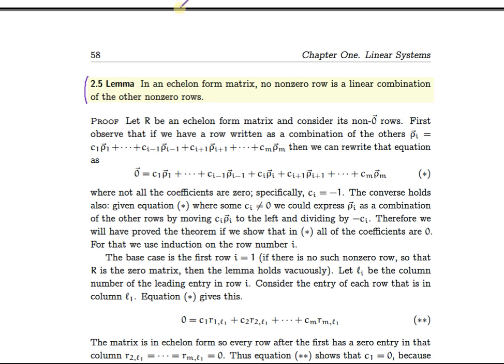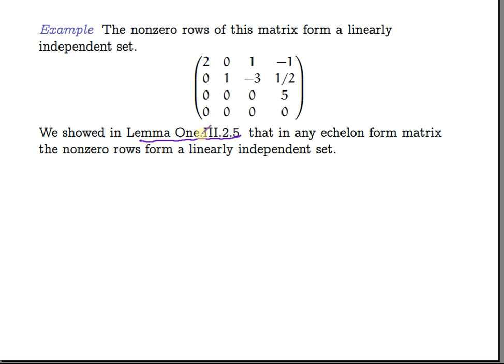Okay, so that's the same statement as here. No non-zero row is a linear combination of the others. That means there's no linear relationship among the non-zero rows. Now, of course, we're not including the 0 row, so that's why this holds.